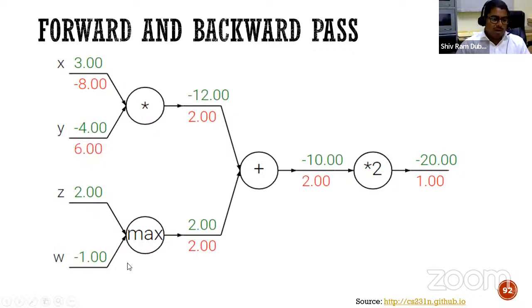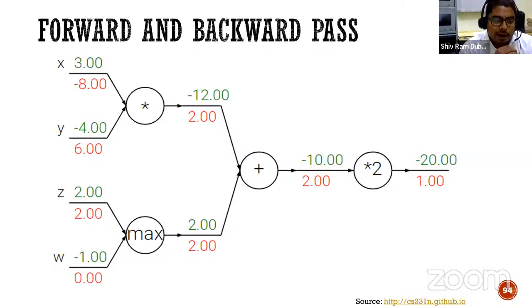In the bottom one, we have the max function. If we remember the gradient mechanism for the max function, if 2 is passed, then the local gradient for this branch will be 1 and the local gradient for the other branch will be 0. And 2 is the running gradient. So 2 into 1 and 2 into 0, that's what will become the gradient for these parameters z and w.